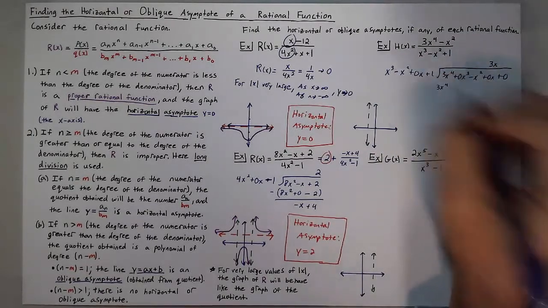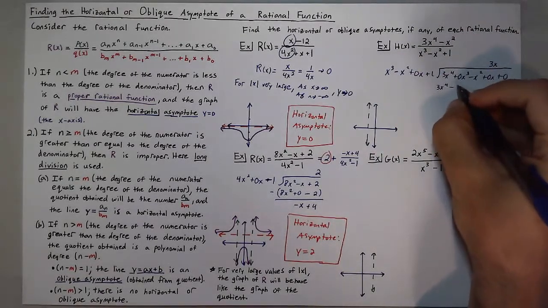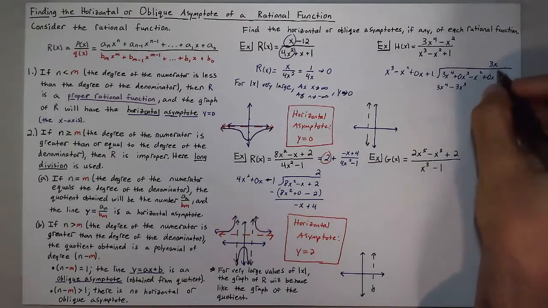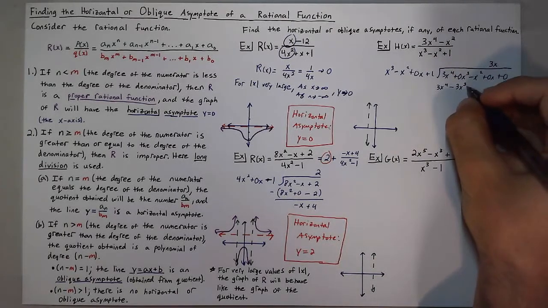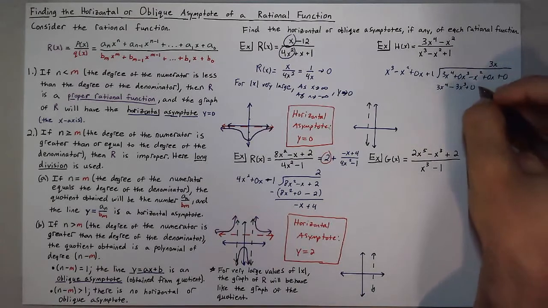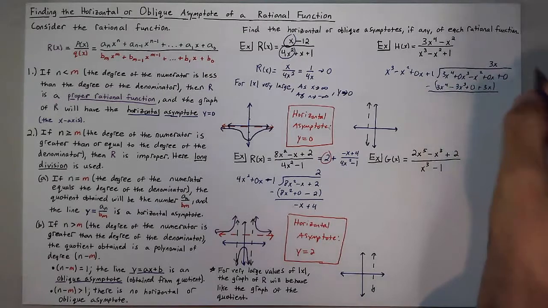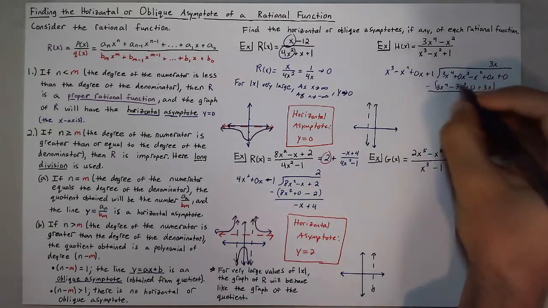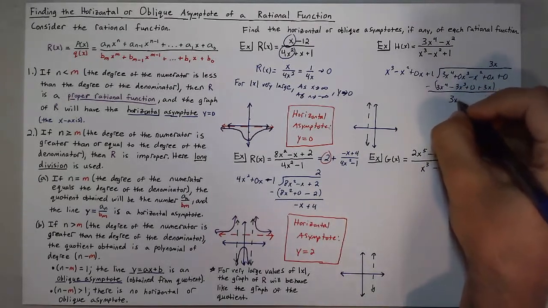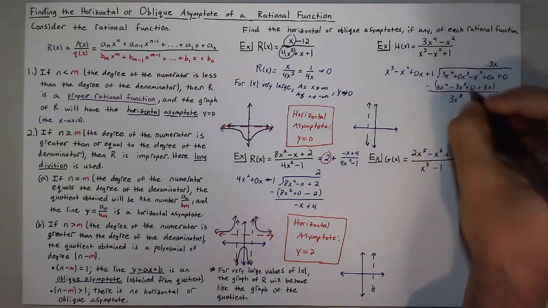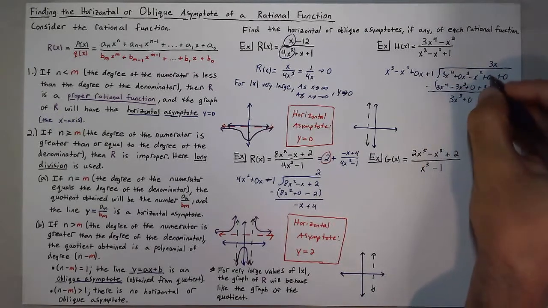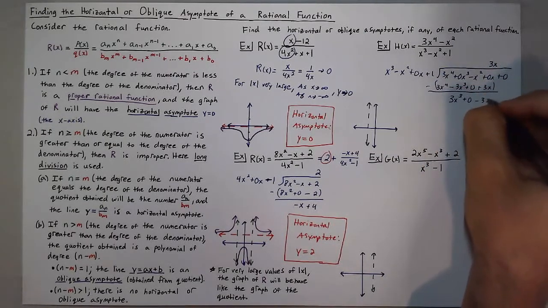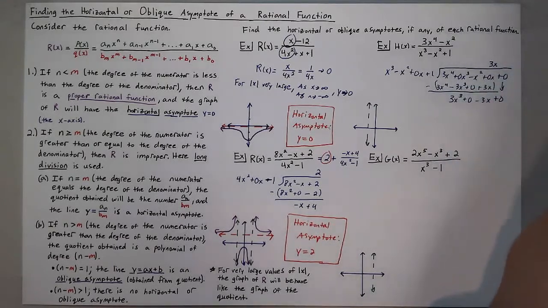So 3x times x cubed is 3x to the fourth. 3x times negative x squared is negative 3x cubed. 3x times 0 is 0. And 3x times 1 is 3x. Then we subtract. This is called polynomial long division, by the way. 3x to the fourth minus 3x to the fourth is 0. 0 minus negative 3x cubed is positive 3x cubed. Negative x squared minus 0 is negative x squared. And 0 minus 3x is negative 3x. And then we'll carry down that 0 and do the same process.